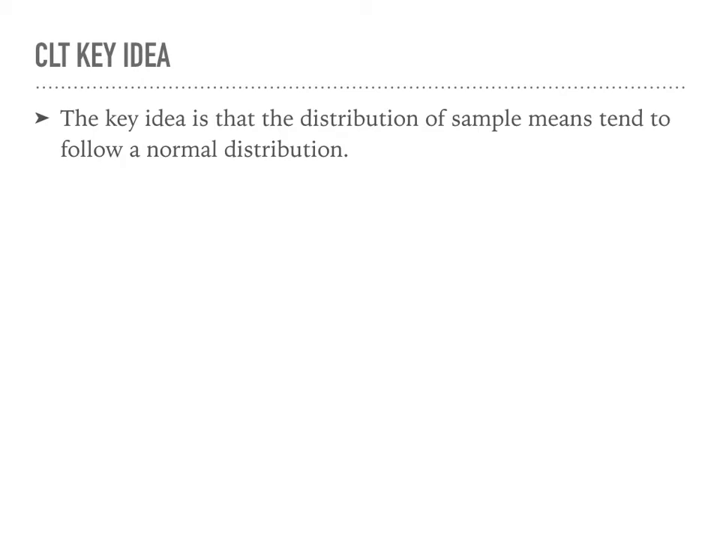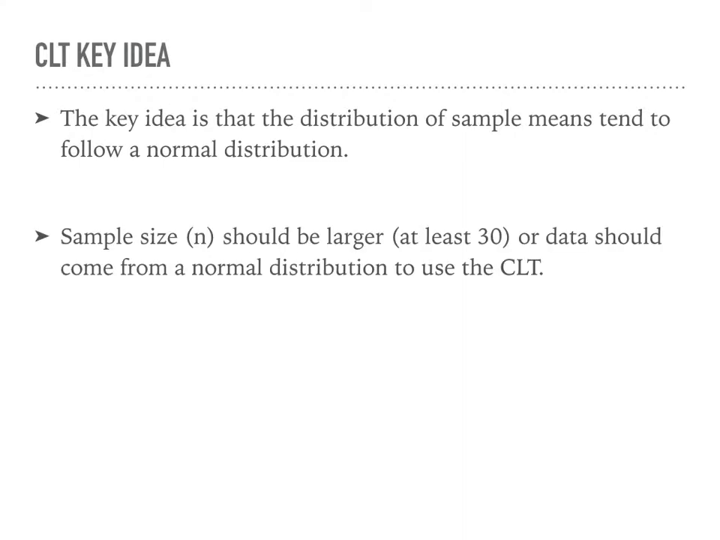The key idea is that the distribution of sample means tends to follow a normal distribution. Sample size n should be larger, so at least 30, or data should come from a normal distribution in order to use the central limit theorem. Sampling will always be done with replacement, which means that a sample can be in our data more than once. So we could collect a sample from Joe, and then later on come back and collect the sample from Joe again.